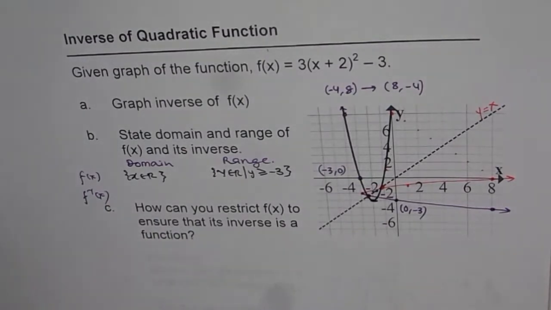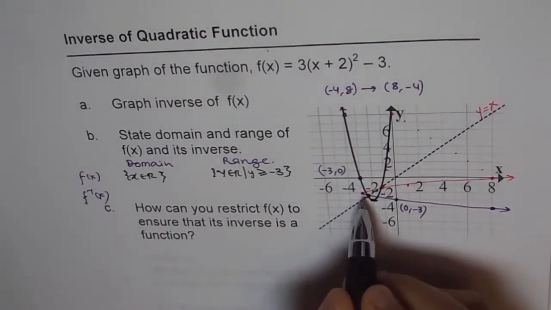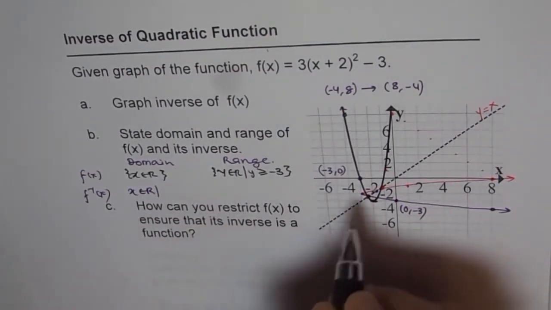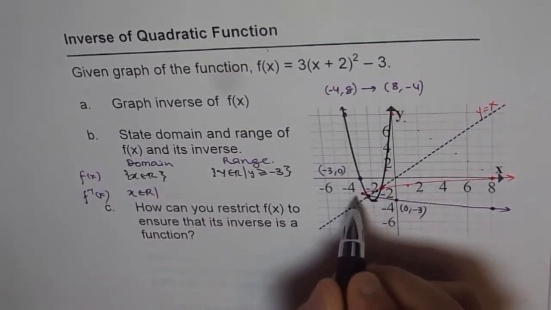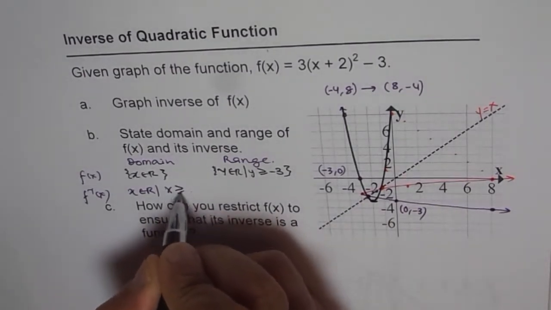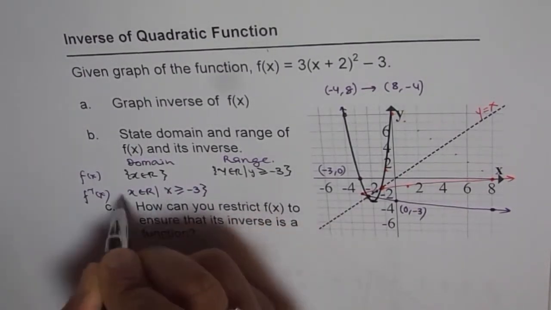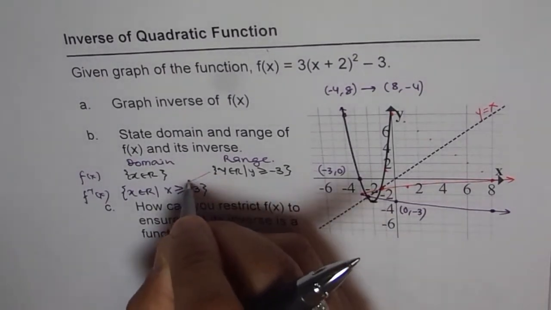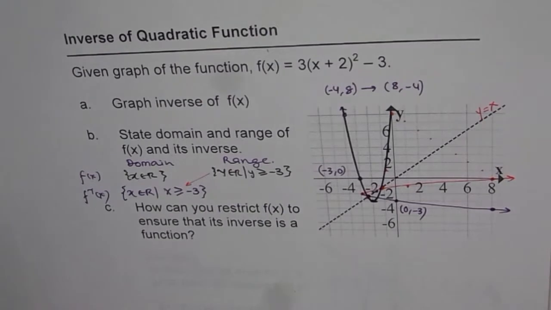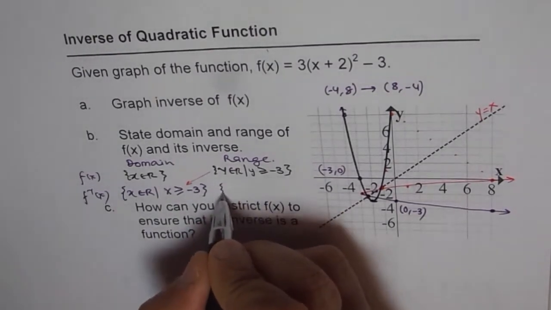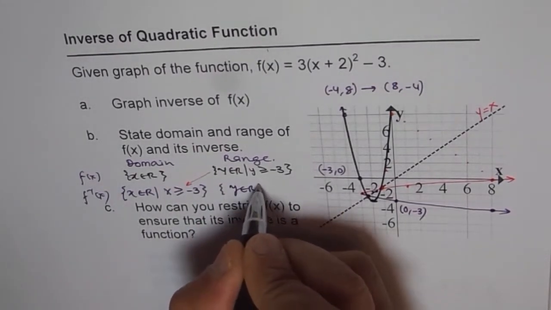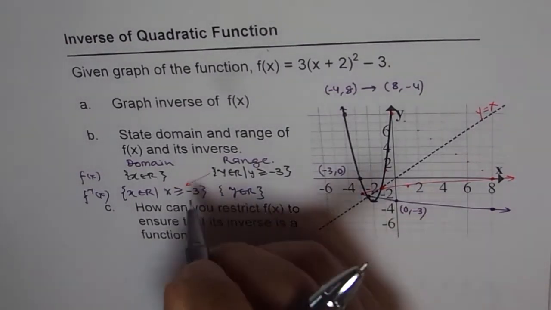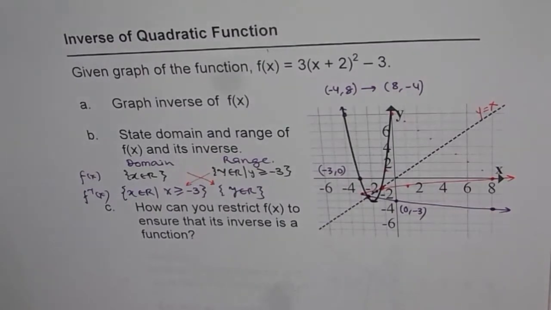For the inverse, as you can see, the domain has got restricted. It is x belongs to real numbers where x is greater than or equal to minus 3. Do you see? x is greater than or equal to minus 3. As you can see, the values are swapped. That is how it will always be. And the range is y belongs to real numbers. So when you do the inverse, the domain and range also swap.